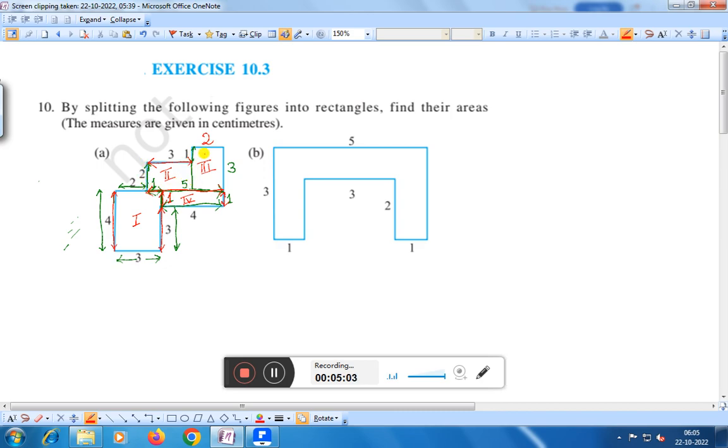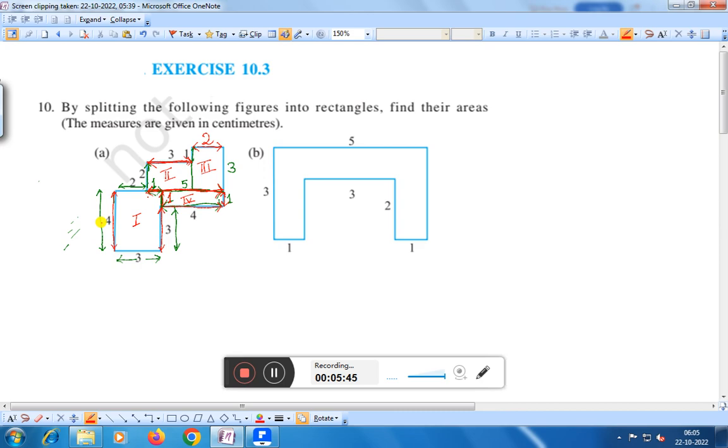This is another rectangle. Now to find the length of this side, how will you find? If we join this one, from here to here it is 4 centimeter. From here to here it is 4 centimeter. And if we add this one, that is 4 plus 1 is 5. The total length from here to here is 5. And from here to here this is 3. Therefore 5 minus 3, this is 2. Right? We got all the figures.